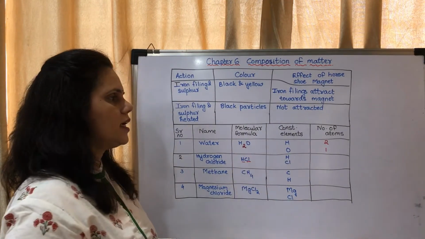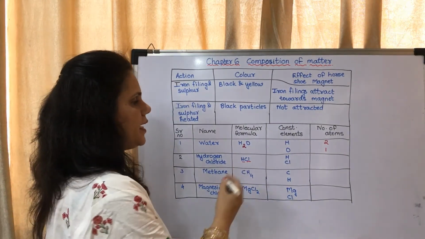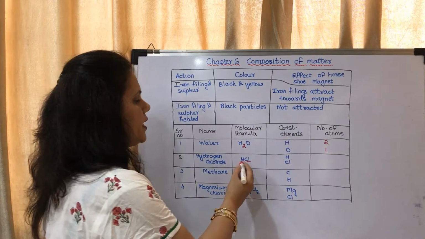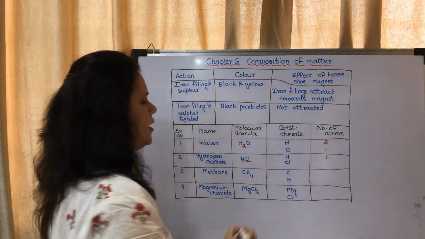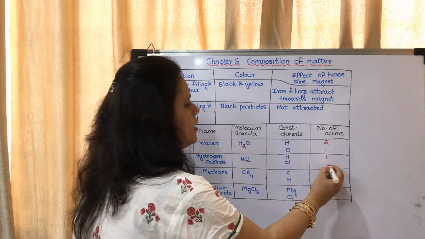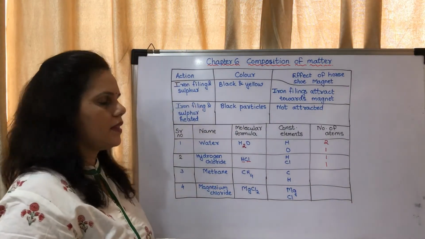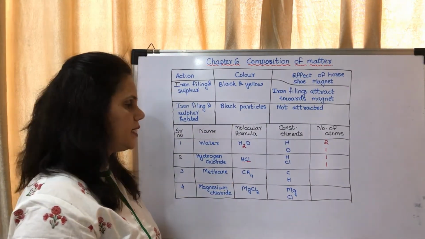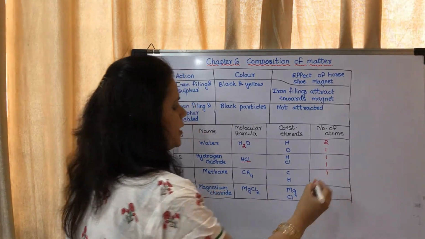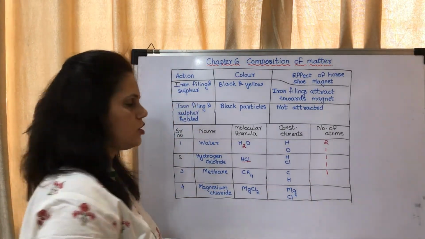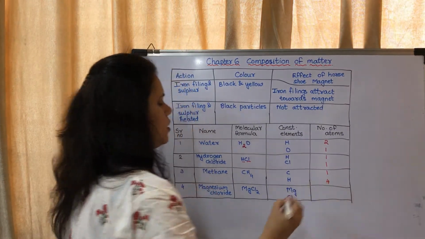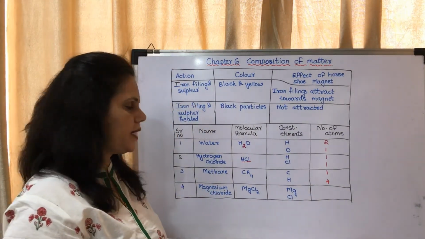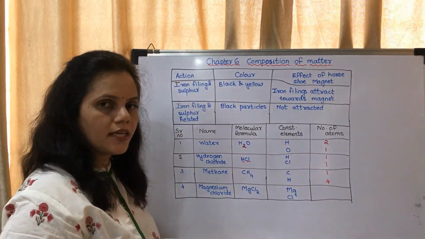HCl. So what are the two constituent elements? H and Cl. How many atoms of hydrogen? One. How many atoms of chlorine? One. Okay. Now the next is CH4. How many atoms of C, that is carbon? It is 1. How many atoms of hydrogen? It is 4. Okay. In the next one, that is magnesium chloride, MgCl2.